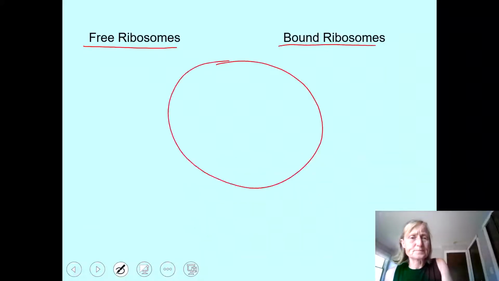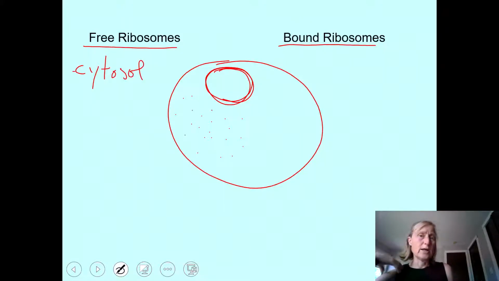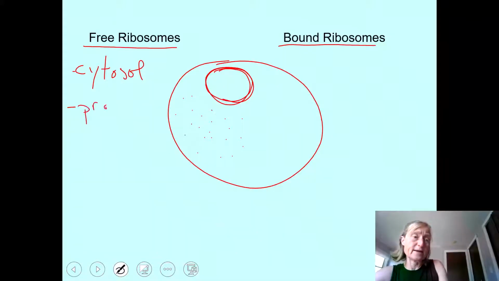So if we're looking at a cell, here's the nucleus, that's where the ribosomal subunits are made, and then they're shipped out of the nucleus. Free ribosomes, I'm going to draw them real tiny because they are very, very small structures, are in the cytosol. They do their job in the cytosol. They are not connected to any other organelle. And they help to make proteins that stick around, that function in the cell. Okay, so the proteins that they make tend to function inside the cell.